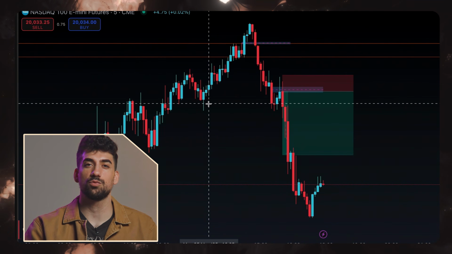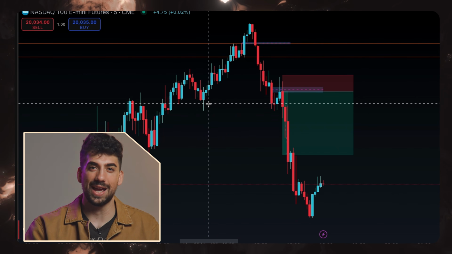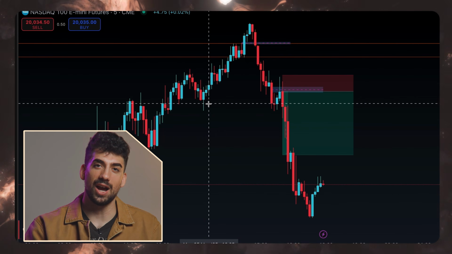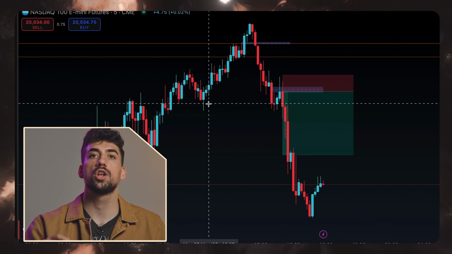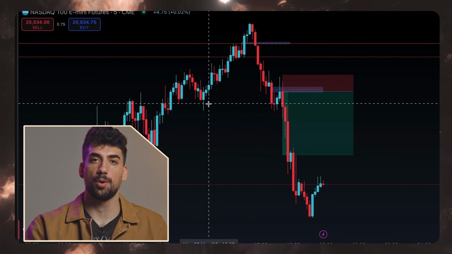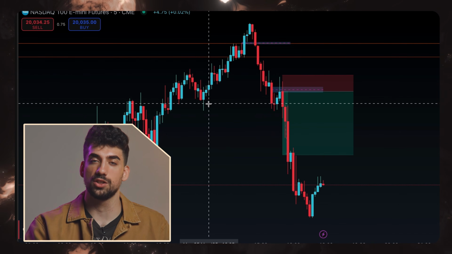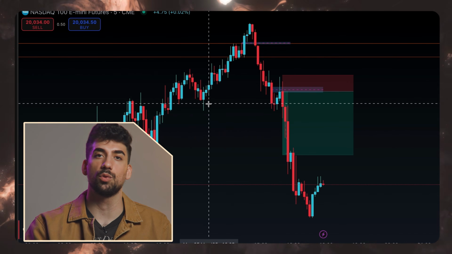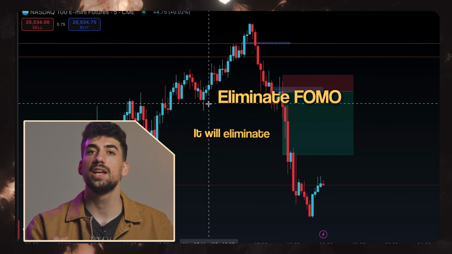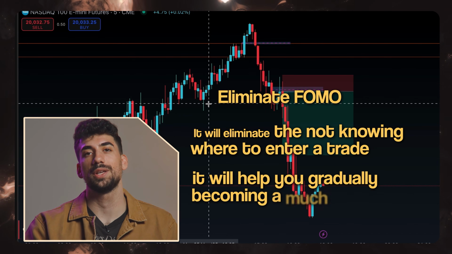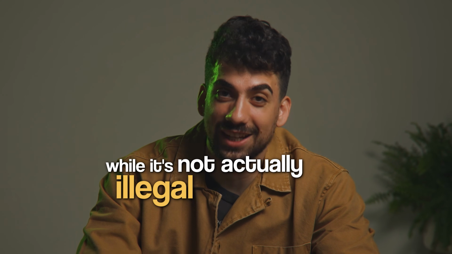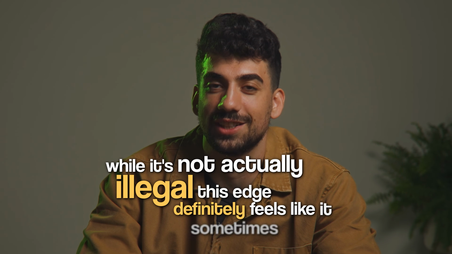It's really important to understand with trading, you don't need to catch the exact top and bottom of the day. You need to find the perfect entry that's going to give you the highest potential reward with the lowest amount of risk. This is why adding golden pocket to your bag of tools to find trades can change your trading completely. It will eliminate FOMO, it will eliminate the not knowing where to enter a trade, and it will help you gradually become a much better trader. Now I understand why the golden pocket has been my secret weapon for years. While it's not actually legal, this edge definitely feels like it sometimes.